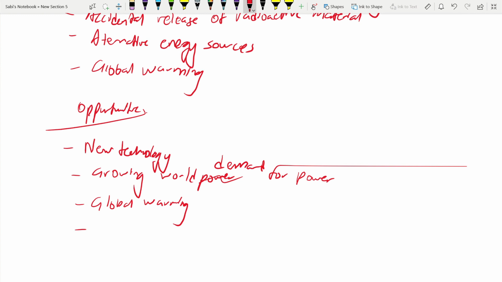And then political risk. Political risk could be an opportunity. How? Associated with reliance upon Middle Eastern and Russian supplies of fossil fuel. Okay, there is some political risk if you are relying on Middle East and Russian supplies for fossil fuel. But if you have a nuclear power station, it's an opportunity. Okay, that you can deal with this risk. You can minimize this risk. So that's it.